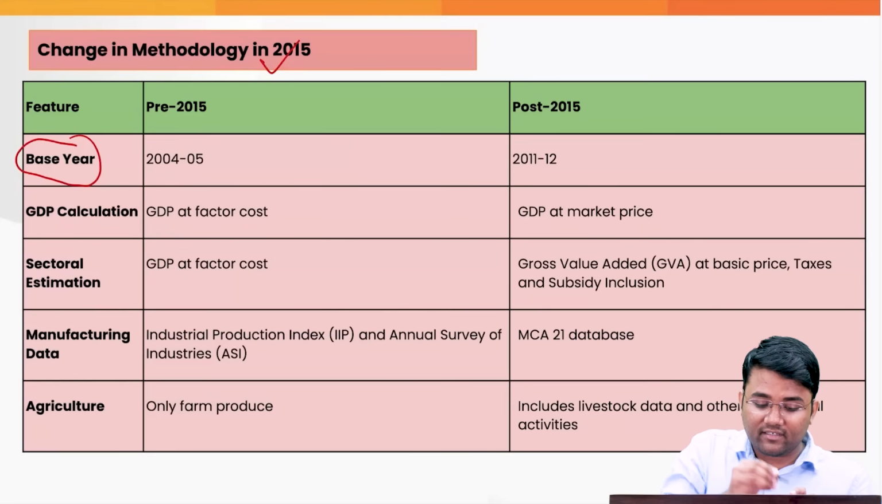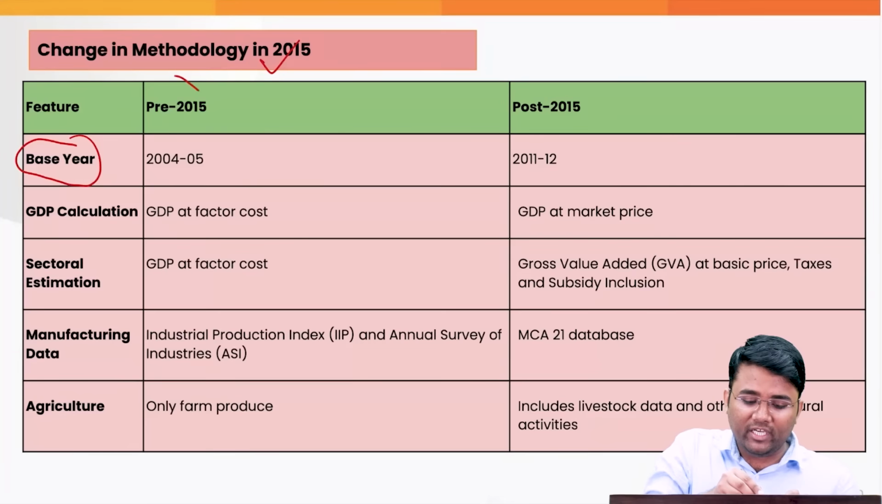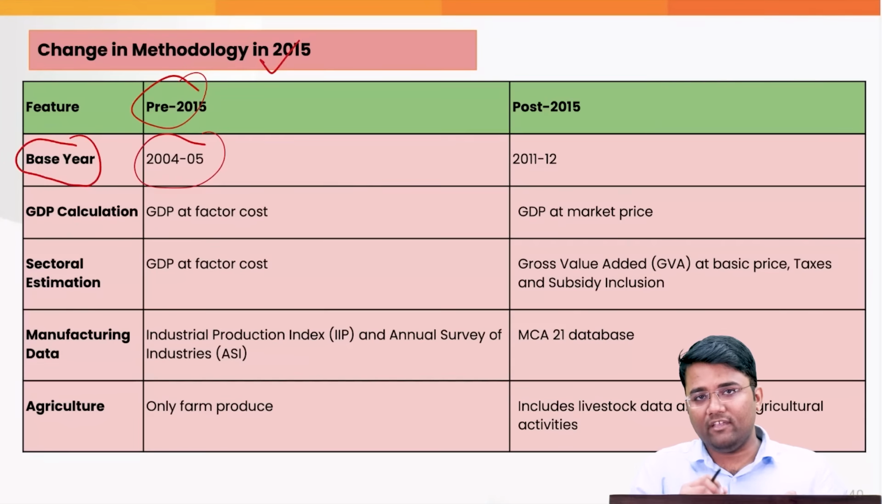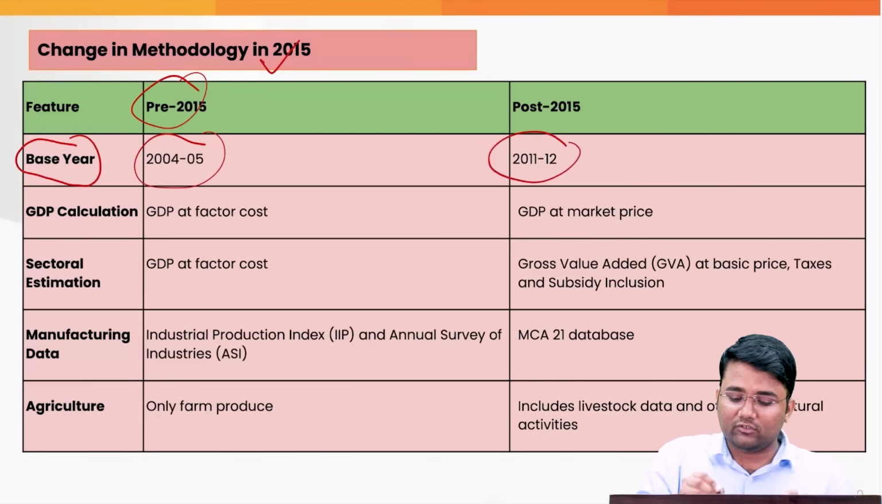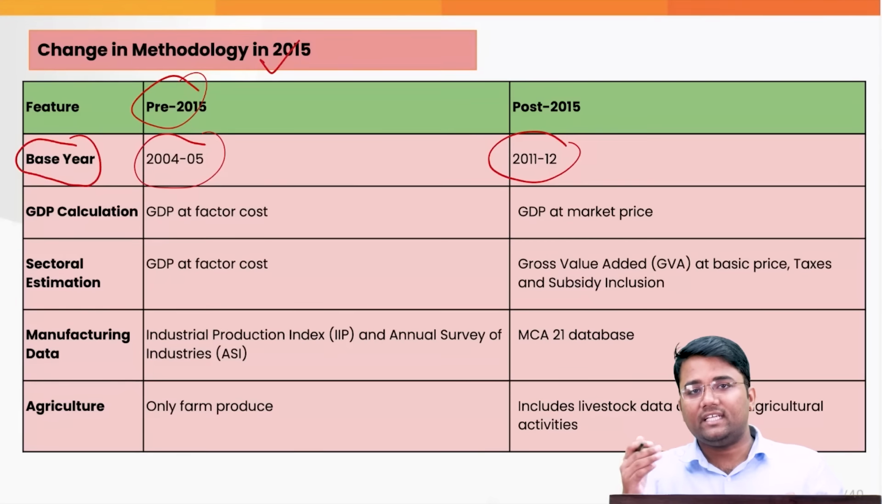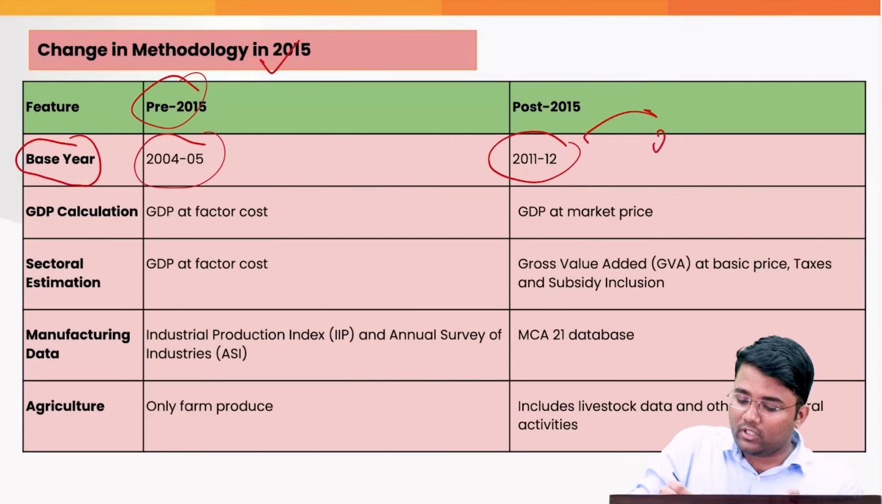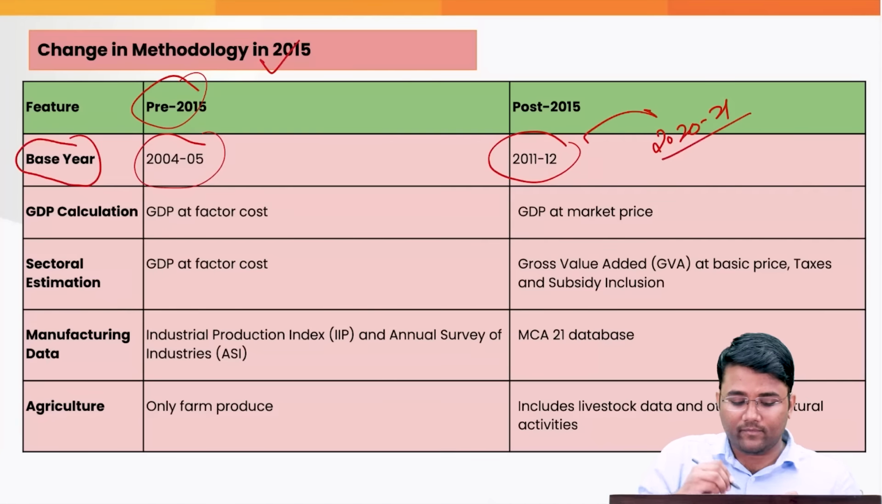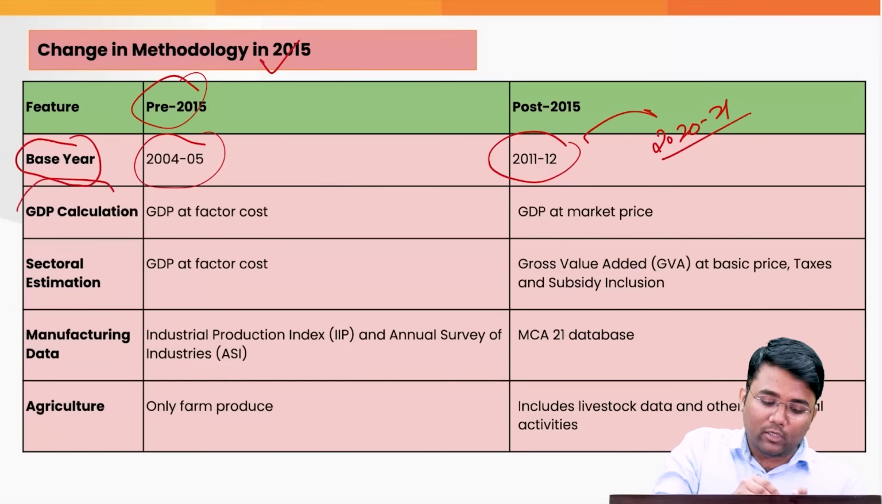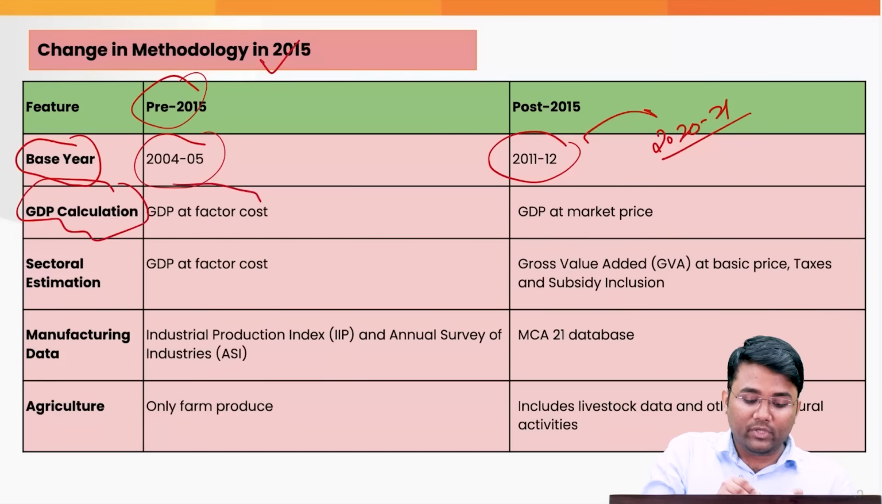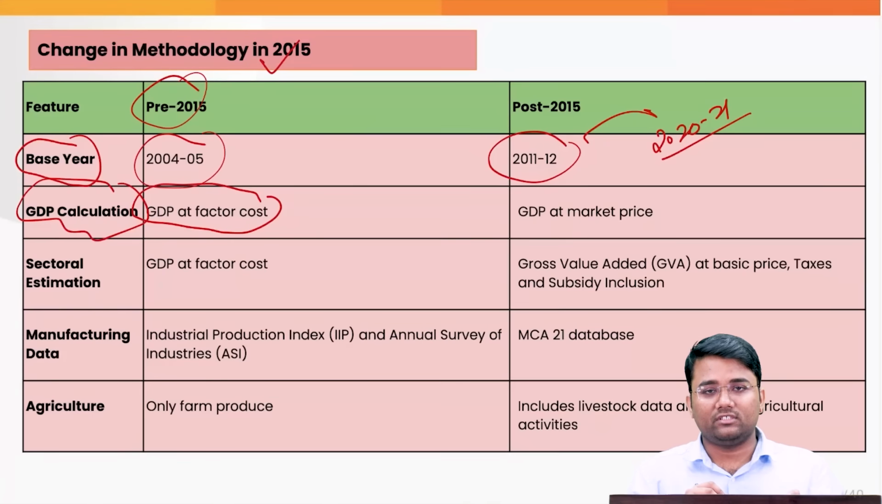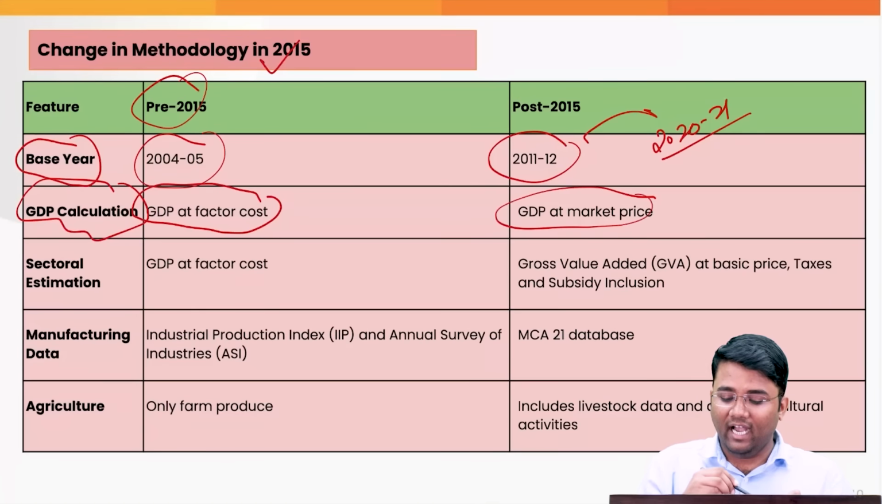First is the base year that was changed. Earlier, before 2015, it was 2004-05 and it was changed to 2011-12. And again, we are changing this base year to 2020-21. Second, the GDP calculation methodology. Earlier, it was being calculated at the factor cost, but now it is being calculated at market price.